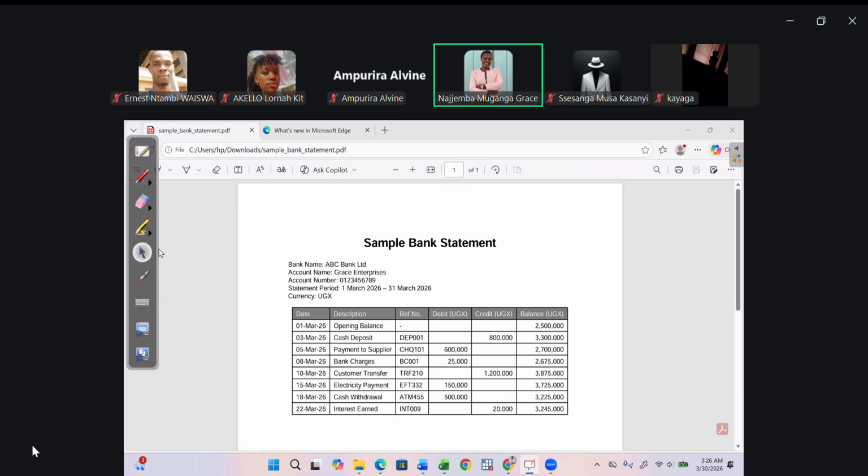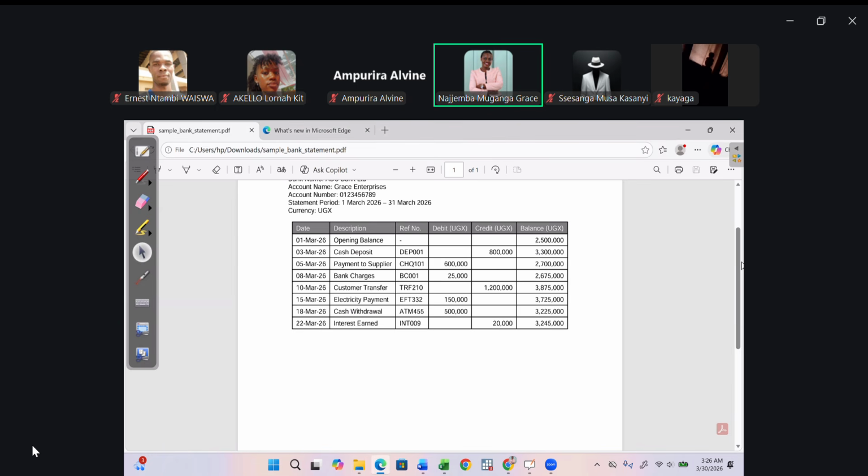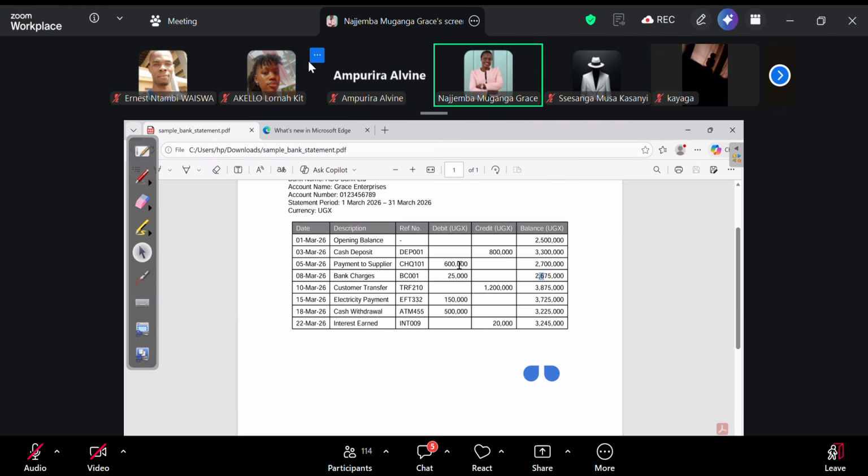So guys, this is how a bank statement looks like. We have the bank name, account holder, account number, and so on. So you're able to see the different transactions. What you started with, when you received money, your balance moves to that. You make payments, so we recognize both the debit, credit, and the balances. We keep on making the adjustments.